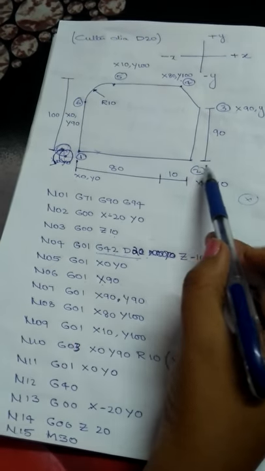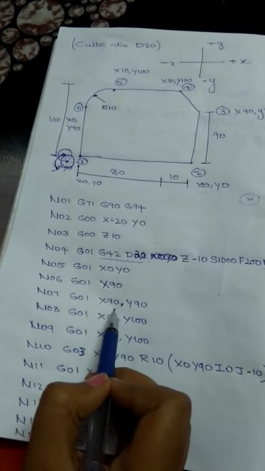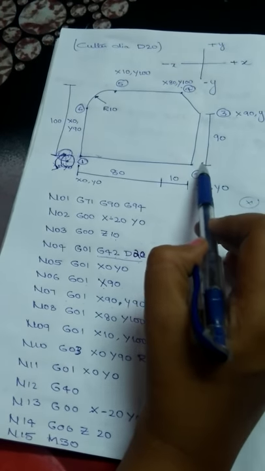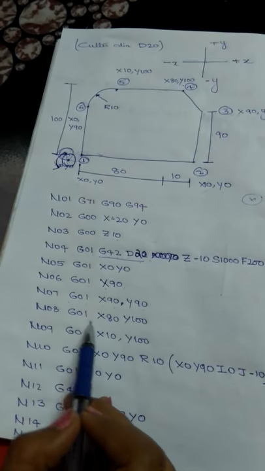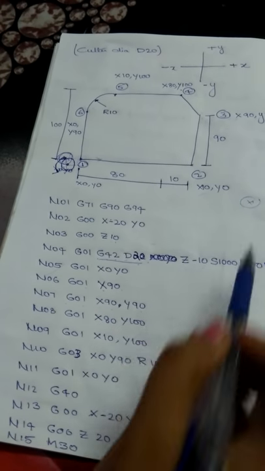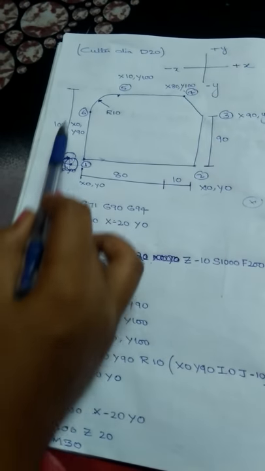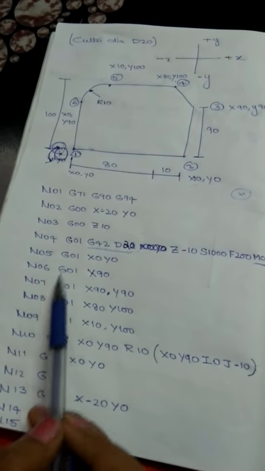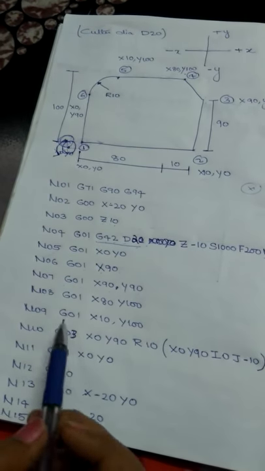Next, we need to move from point 2 to point 3. So here G01, X90, Y90. This is the origin. X is 90, Y is 90. Next, G01, X80, Y100. So if you are seeing this, X is 80 and Y is 100. All are G01 codes. So every code is a linear feed. So we are using all G01 codes. As it is a very simple program, most of the codes here are G01.